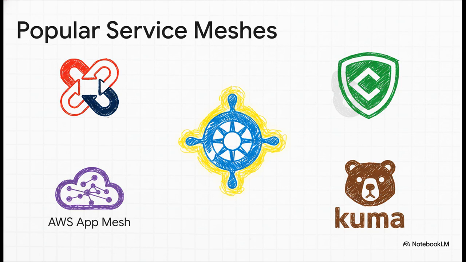And look, this isn't some niche experimental technology. This space is really mature. You've got several heavy hitters to choose from. Istio, Linkerd, Consul, they're all powerful options. For our purposes today, we're mostly going to focus on Istio as our main example.